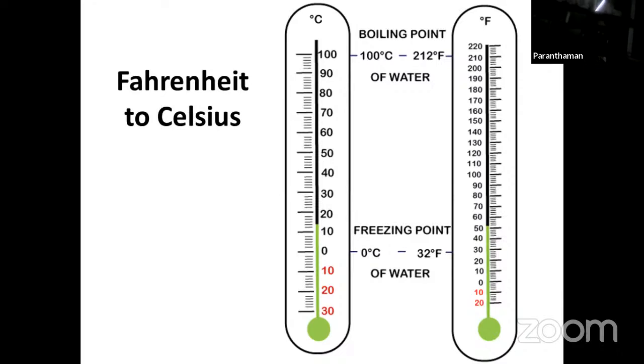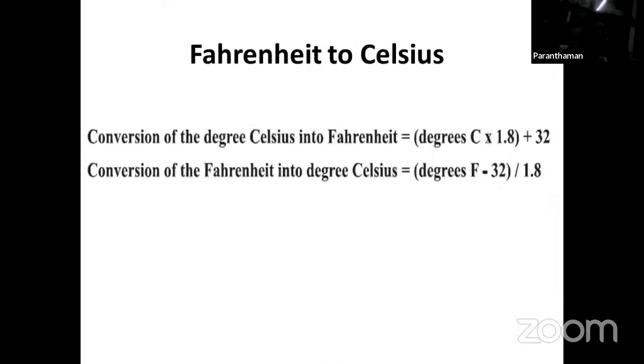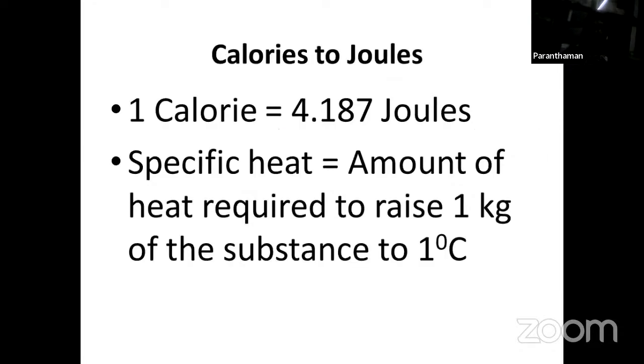That is, 212 minus 32 is equal to 180, and 180 divided by 100 is 1.8. The conversion we have to keep in mind. They may ask it in a 2 mark question also. This is one very, very important part of this slideshow. 1 calorie is 4.187 joules. Don't forget this, 1 calorie is equal to 4.187 or simply 4.2 joules. This we have to keep in mind.